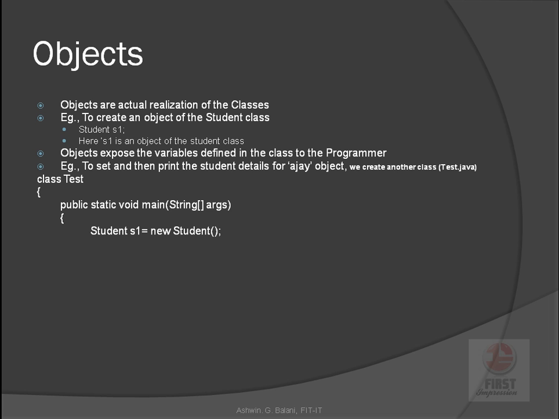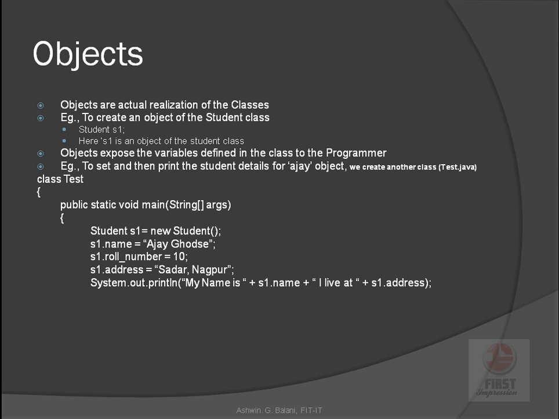Once we have got the object S1, then we can fill in the properties of this object. Let's say S1.name equals "Ajay Godse". Now we are putting this thing in double quotes, so it is S1.name equals "Ajay Godse" in double quotes, as Ajay Godse is a string. Then we have S1.rollNumber equals 10. 10 being an integer will not come in double quotes, it will come directly. Then we have S1.address equals "Sadar Nagpur".